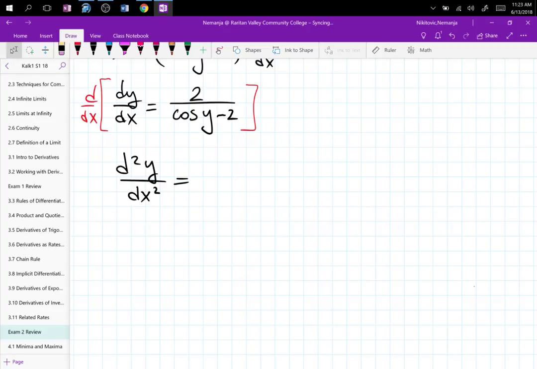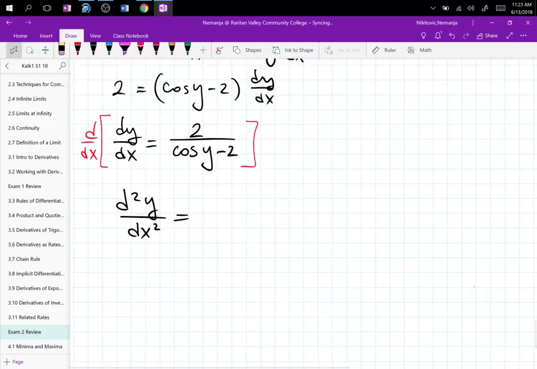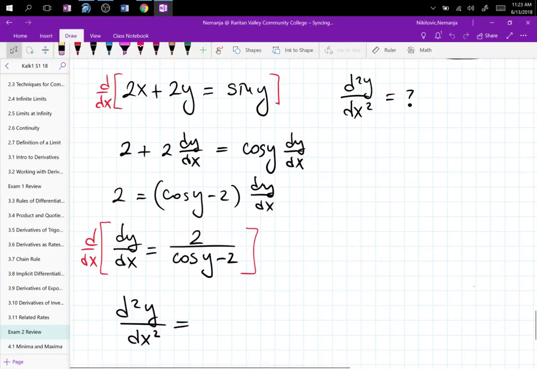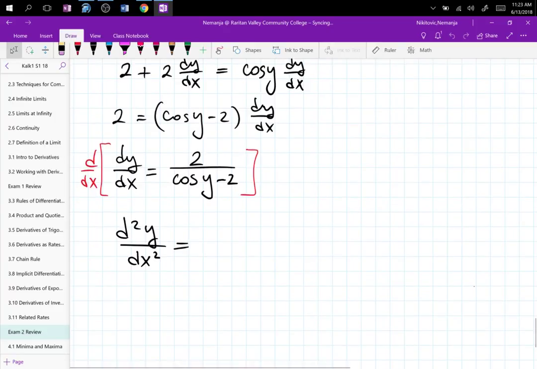So, yeah. All right, back to the problems. So, we have the first line there. We're supposed to find the second derivative. We find the first derivative first. It is the implicit differentiation. We go term by term. Derivative of 2x is 2. Derivative of 2y is 2 times dy dx. And then derivative of sine y is cosine y. Then we apply some algebra here and there, and we get to the statement that the first derivative is equal to 2 over cosine y minus 2.